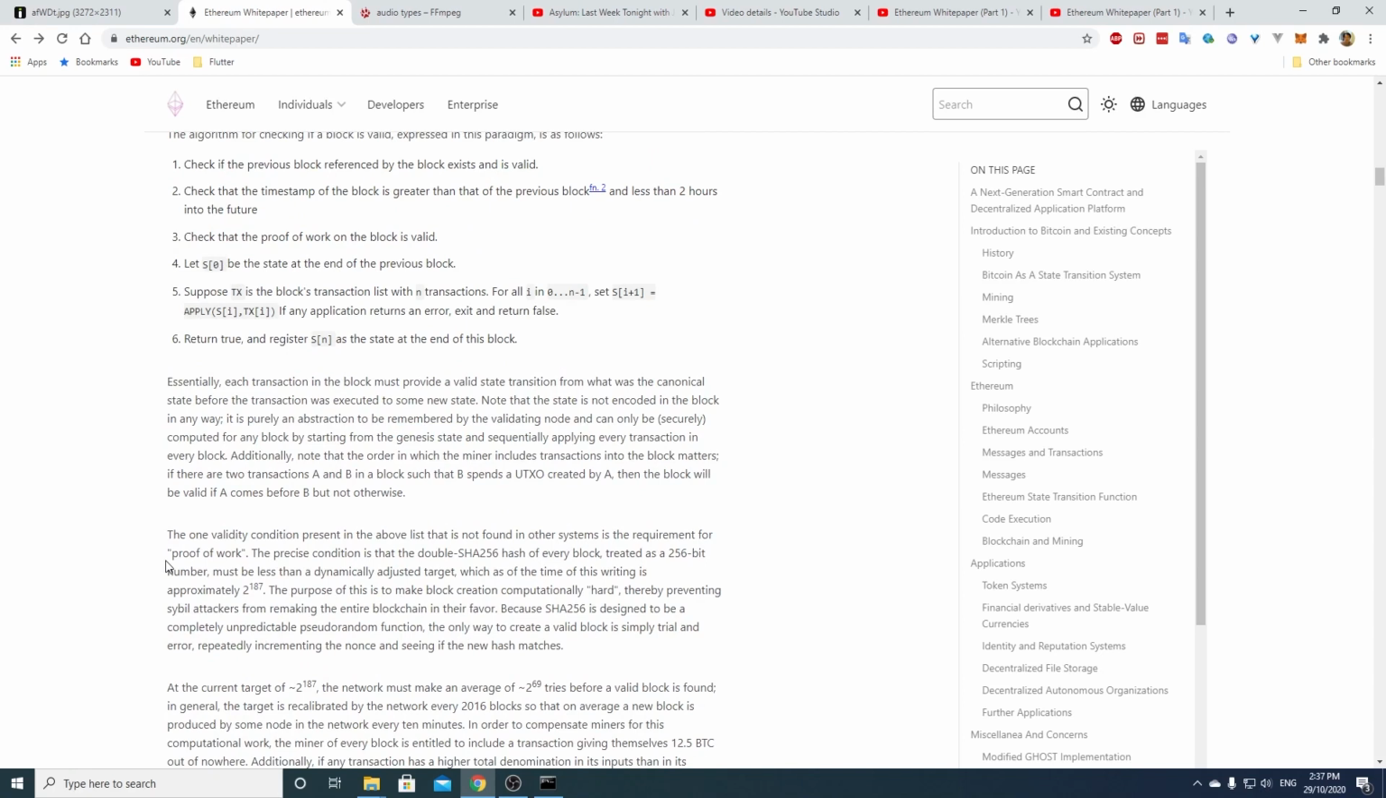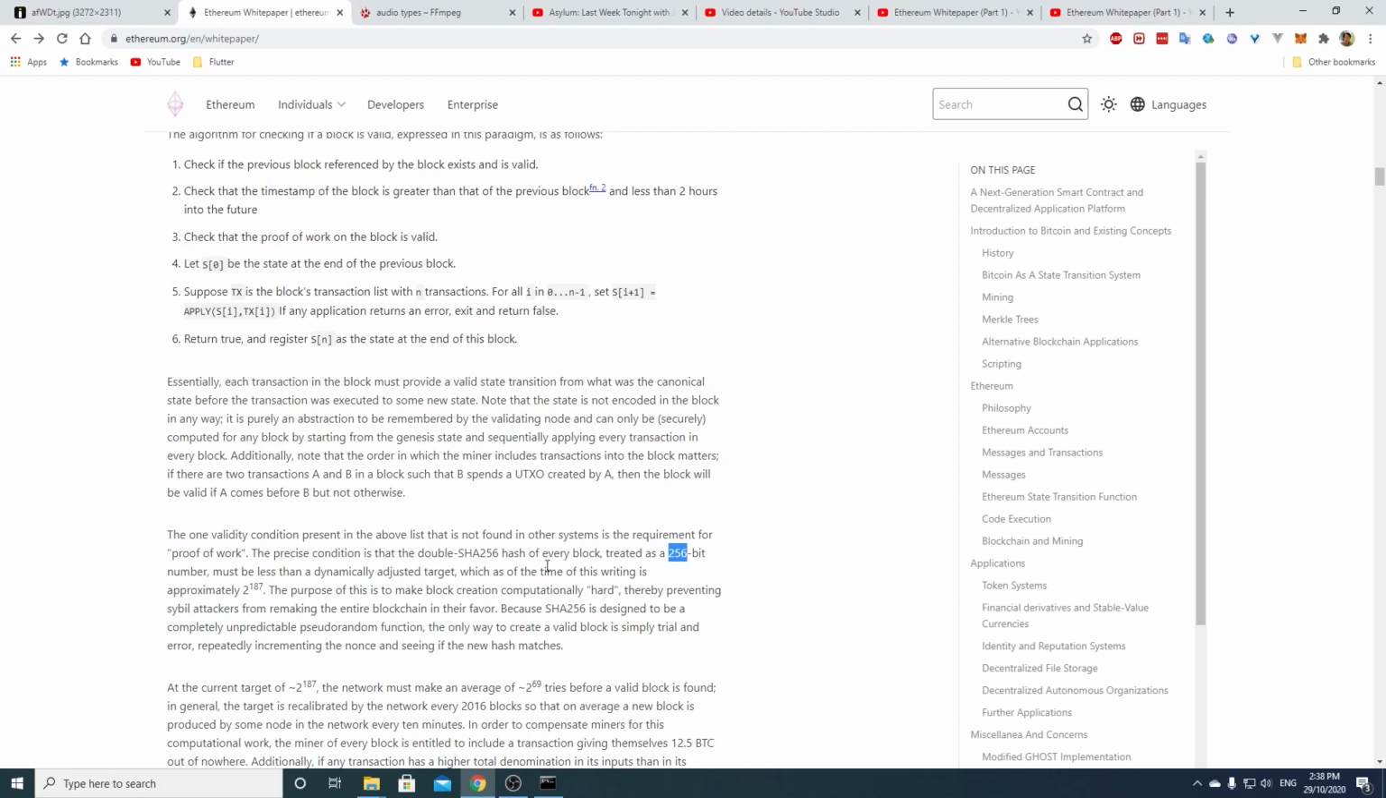The one validity condition present in the above list that is not found in other systems is the requirement for proof of work. The precise condition is that the double SHA-256 hash of every block, treated as a 256-bit number, must be less than a dynamically adjusted target, which at the time of this running is approximately 2^187. So 2^187 is really high, but it's still much lower than 2^256.